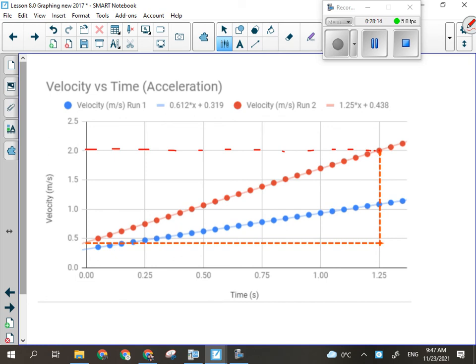It's not exactly 2.0, but it's going to be close. Okay, but I still need to calculate what it is. Now I only want the height of the triangle. When I calculate y, I'm going 1.25 times 1.25, oddly enough, because the slope and time are the same. Sorry, I didn't realize that when I picked that number. So times 1.25 plus 0.438. Now, I'm not going to add the 0.438. Why not?